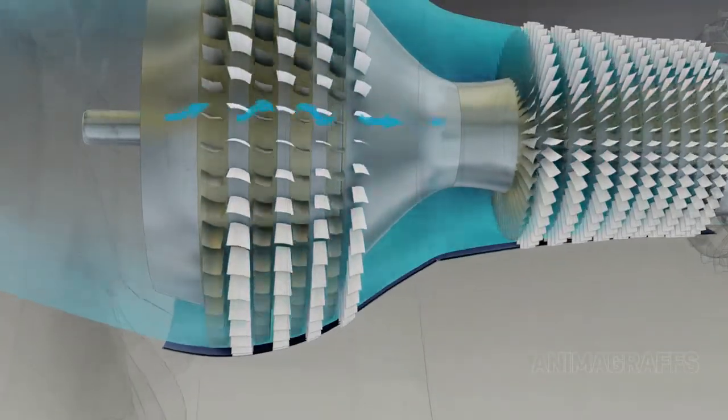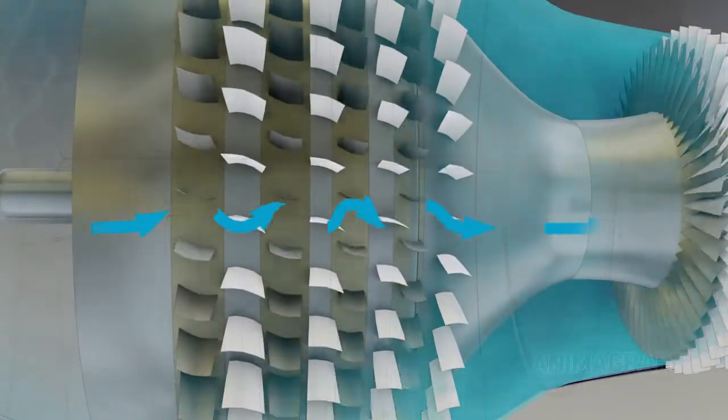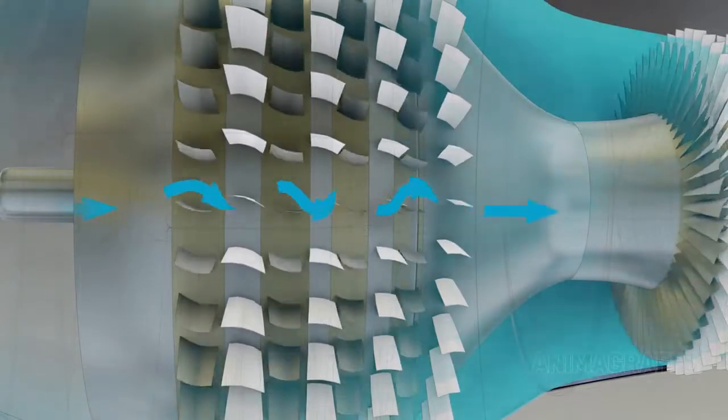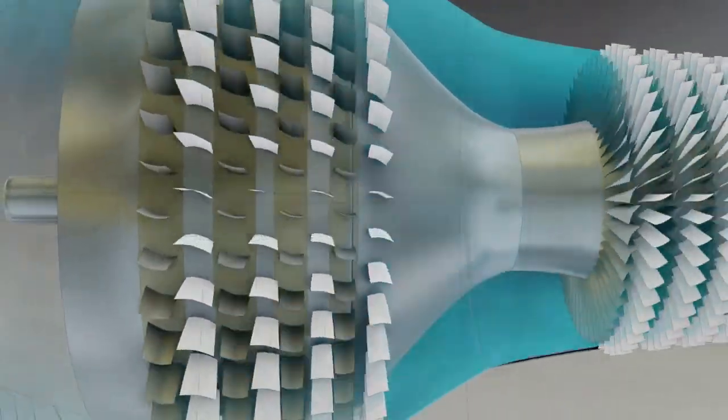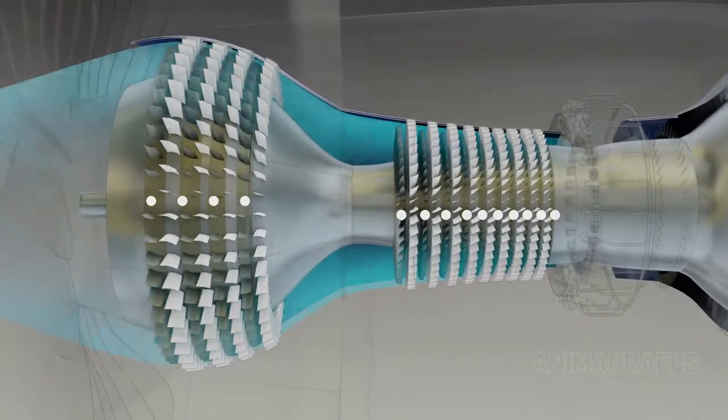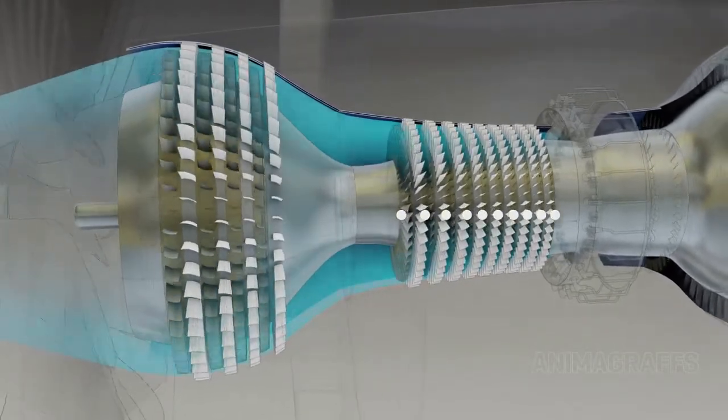Rotor blades swirl the air as they force it through the compressor. Stator vanes slow this swirling momentum in exchange for increased air pressure. The compressor has 4 low pressure and 10 high pressure stages.